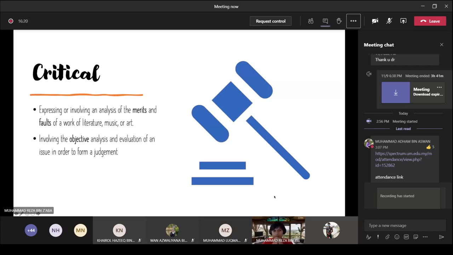So before you make a decision, you make an objective analysis, an analysis that is not affected by emotions or half-baked facts. Okay. So you make an objective analysis about something before you make a decision, for example, to do something or to believe in something. Okay, so that's basically word by word what thinking and critical means.